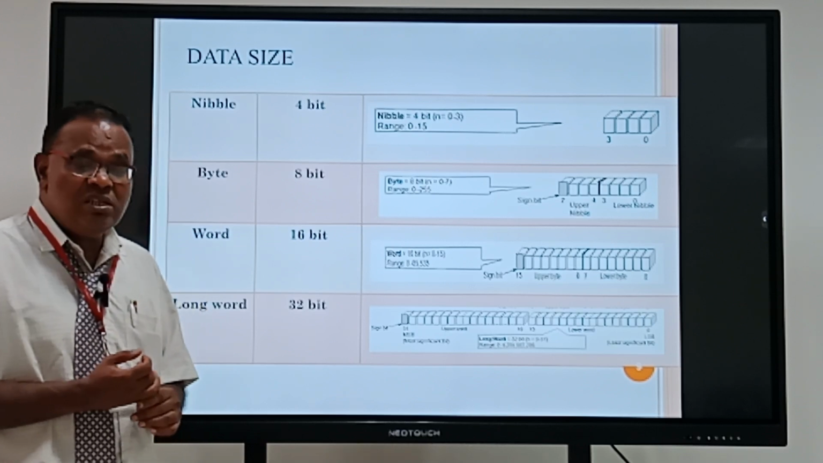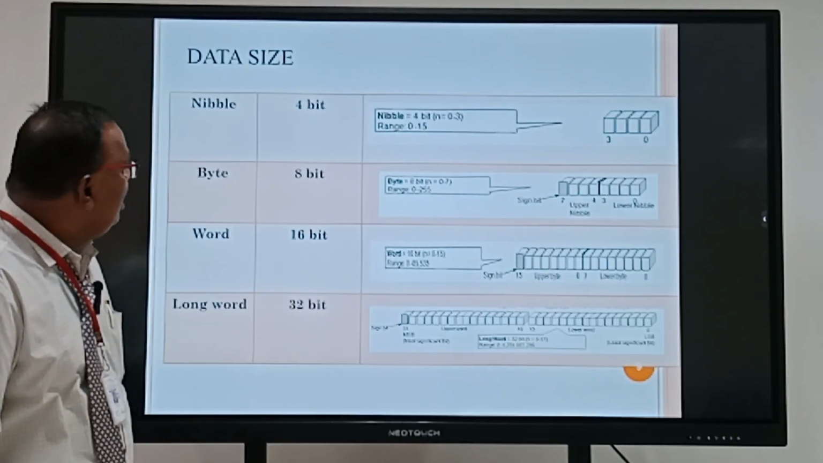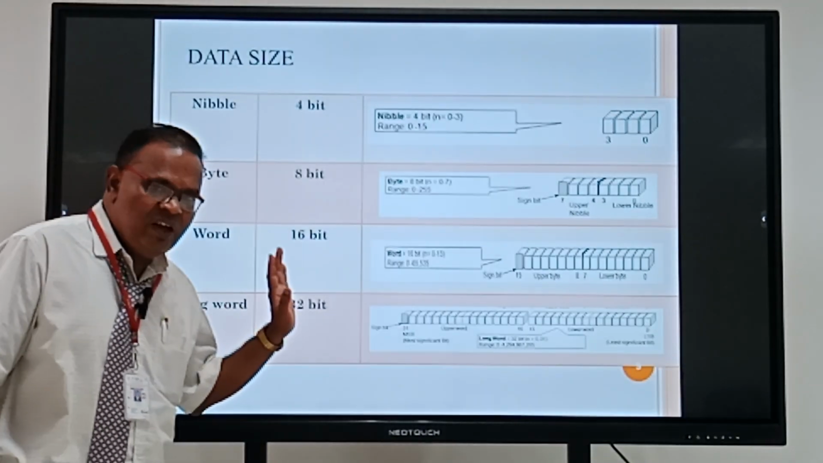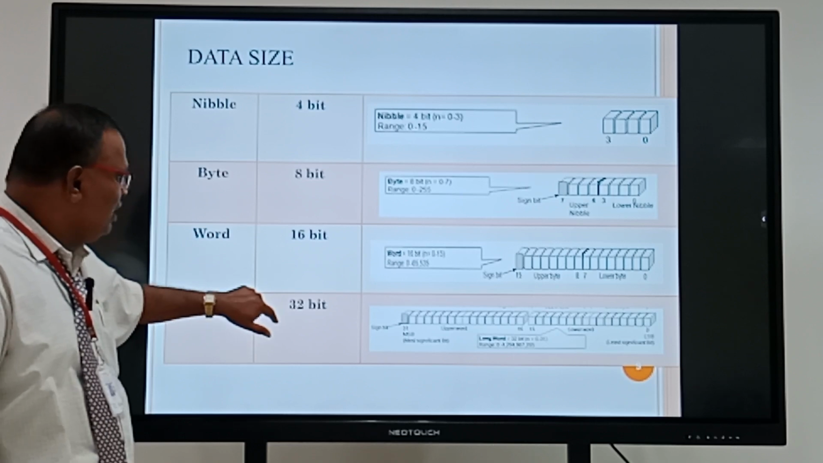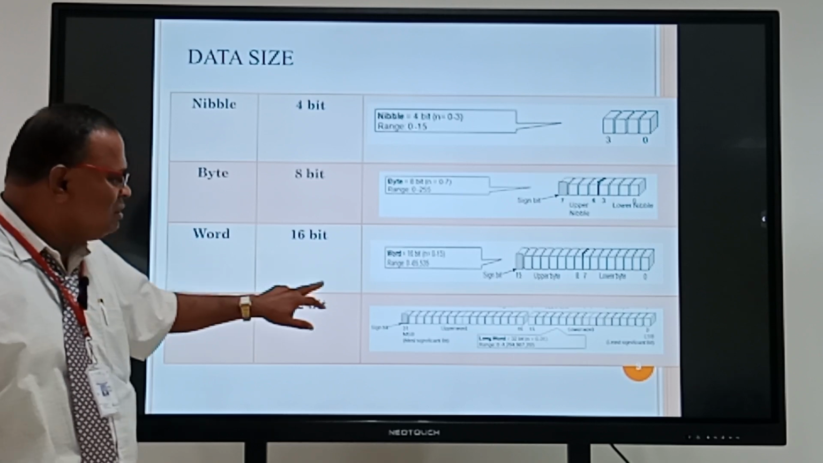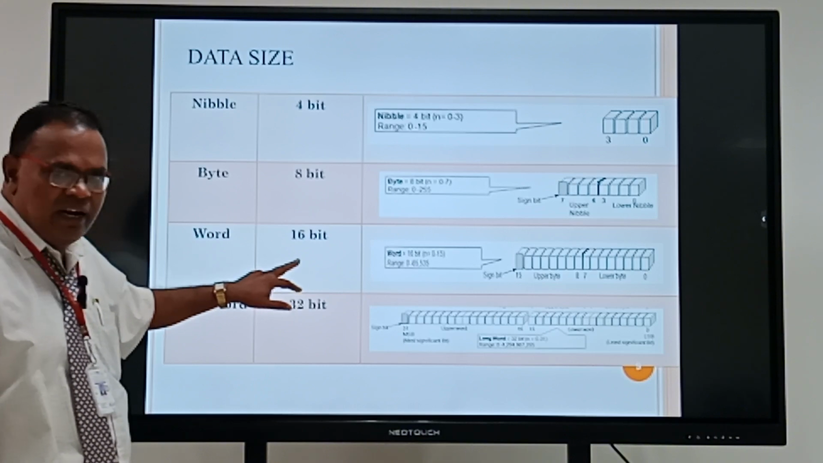And the data size. Basically, in this microprocessor, we have to design the data size, how to use the data in the process during execution time. So that's what we are going for with the data size. We are using data sizes of 4-bit, 8-bit, 16-bit, and 32-bit, depending upon the data bus and how much data we are utilizing.